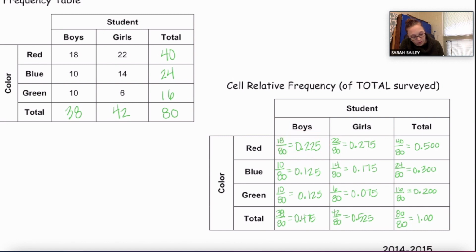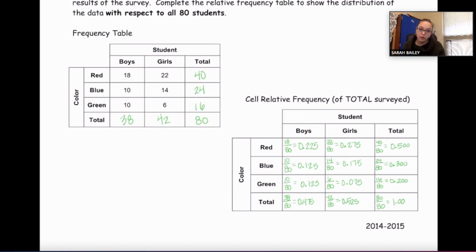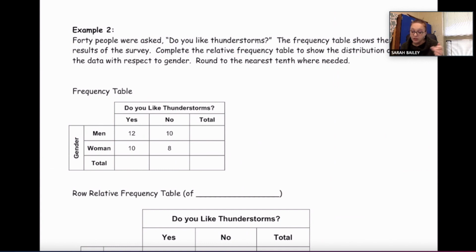Or of the people that were surveyed, 7.5% were girls, and they said they liked green the best. Okay, so that's how that works. All right, that's one way to do a relative frequency table. Let's look at a different way. So look at example 2.